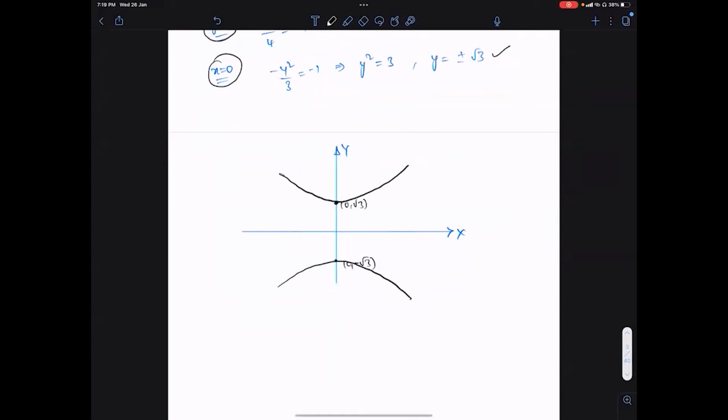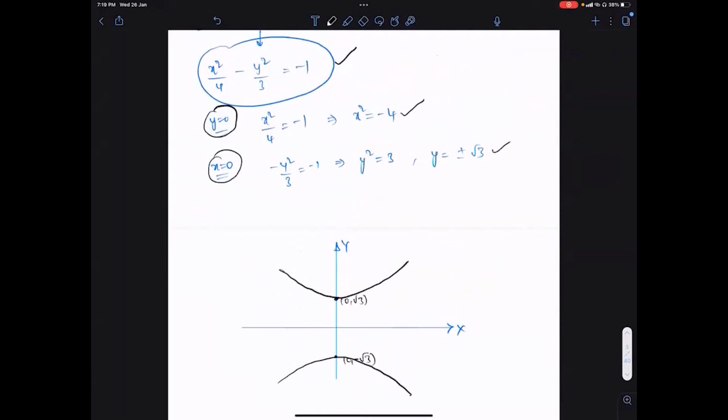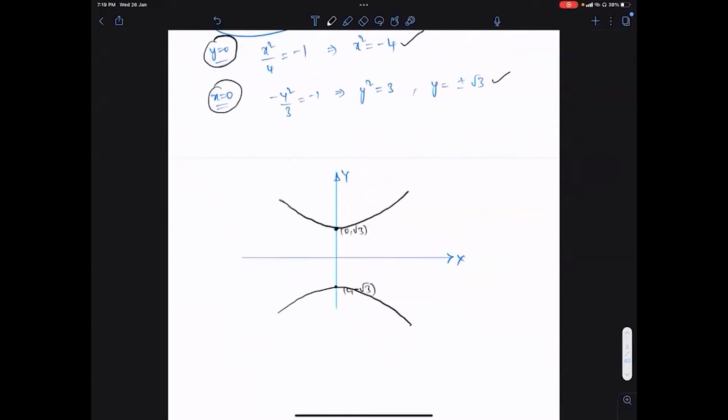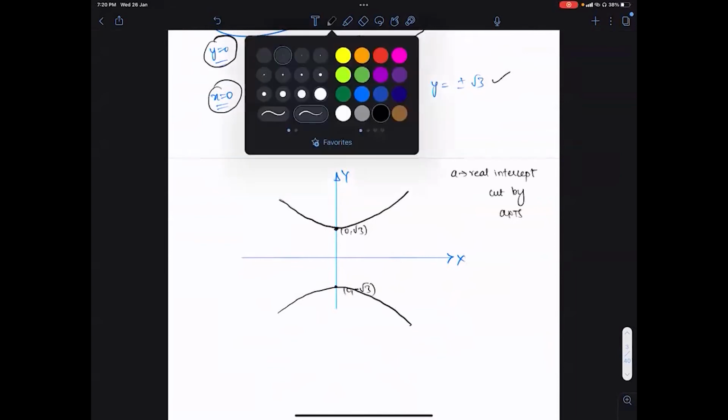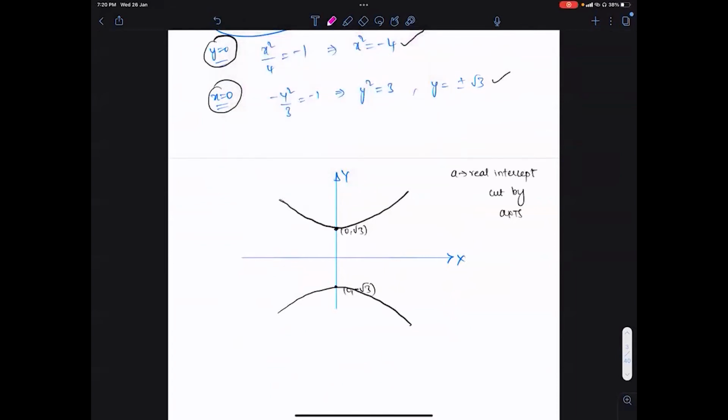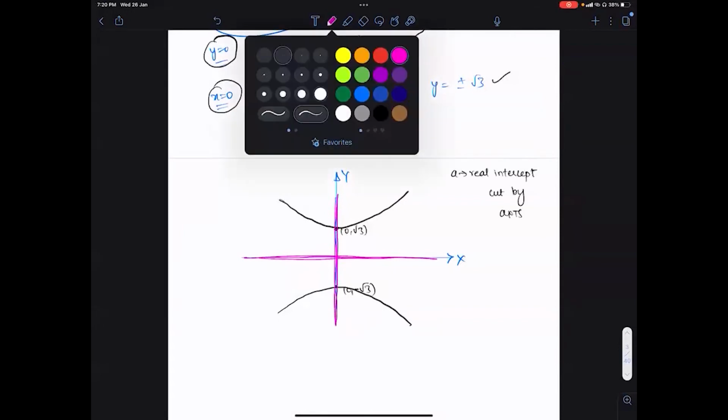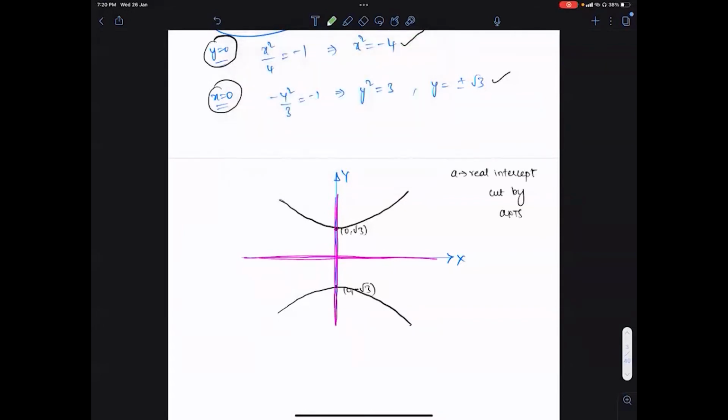But anyway, that is not the point. Our point is how to find a and b. See, always a is the real length, the real intercept cut by the axis. We discussed in ellipse also something called axis. Axes are nothing but axes of symmetry. Hyperbola also has two axes of symmetry. You can see one axis of symmetry like this, another axis of symmetry like this. One axis of symmetry will cut the hyperbola, the other axis of symmetry will not cut the hyperbola. As simple as that.